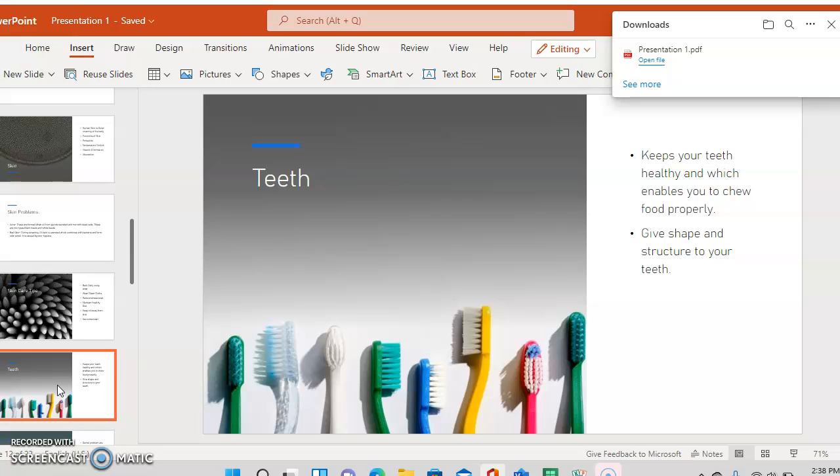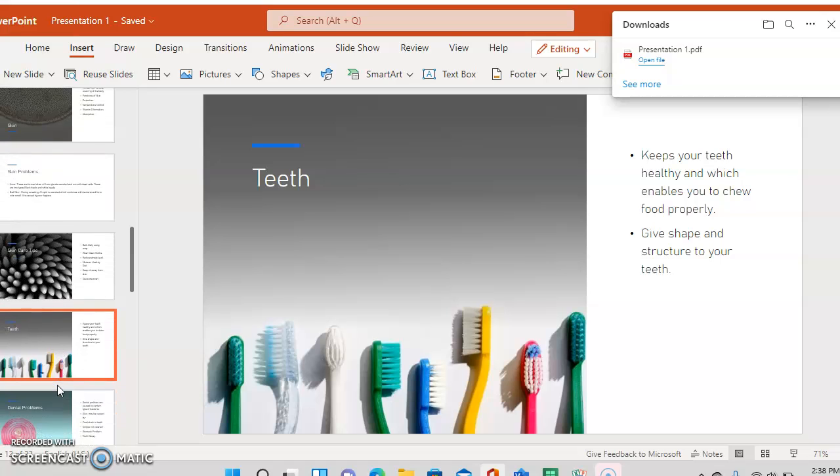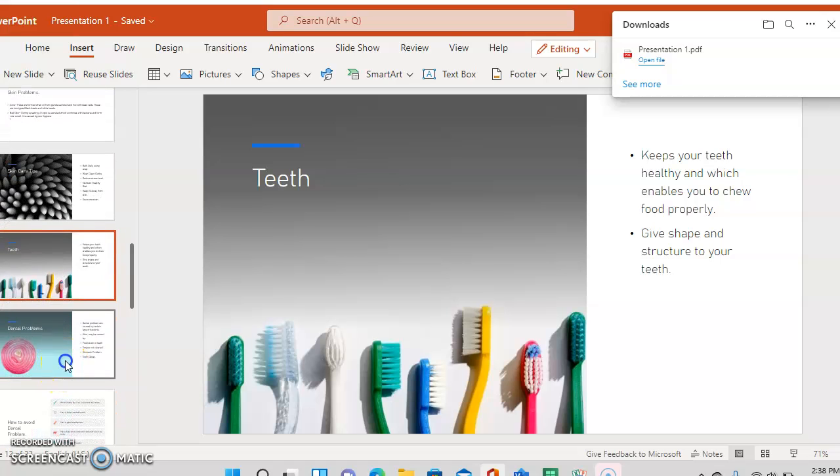Then moving forward is teeth. Keep your teeth healthy, which enables you to chew food properly. Give shape and structure to your teeth by brushing daily and maintaining your mouth daily.